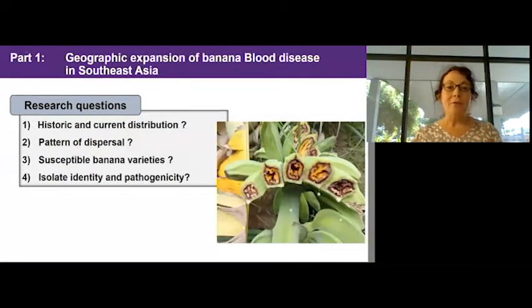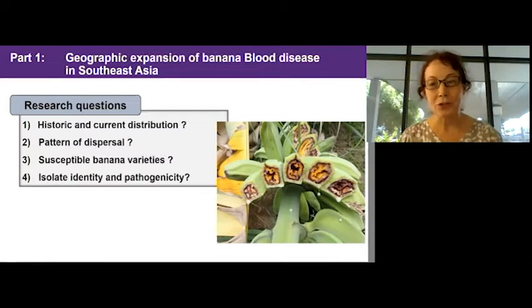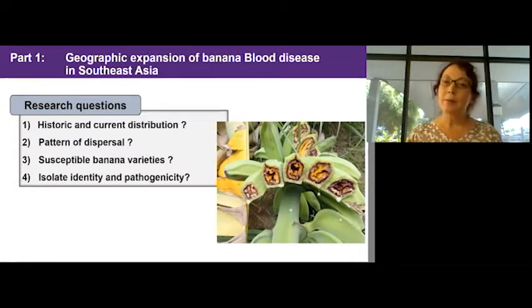So the first part of my research, here we look at the geographic expansion of banana blood disease in Southeast Asia. Now for this, we first developed specific research questions. So what is the historic and current disease distribution? Are there specific patterns in the way the disease disperses? Which banana varieties are susceptible in the field? And what is the identity of the isolates causing the symptoms? And can we prove that these isolates are pathogenic on banana? Can we prove causality?